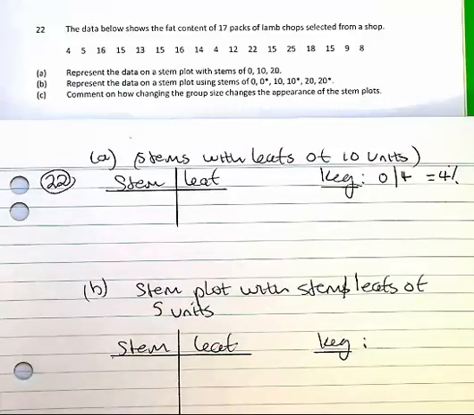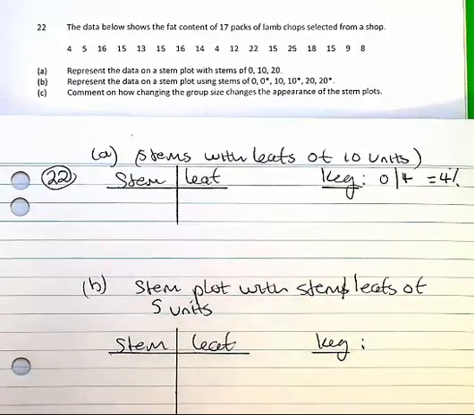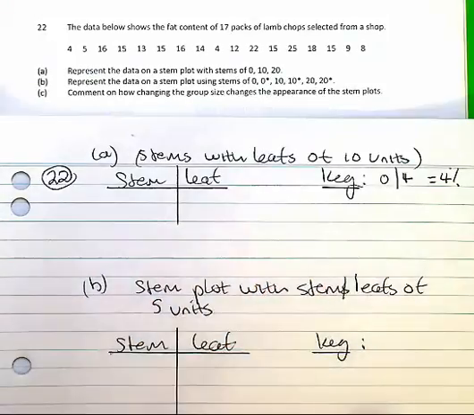Question 22, you're asked to present a stem and leaf plot. In the first instance, using stems and leaves, with stems of 10 units. In the second instance, that of 5.